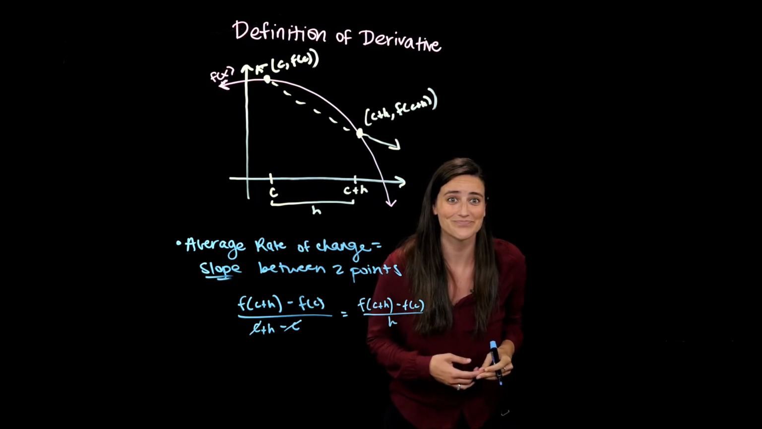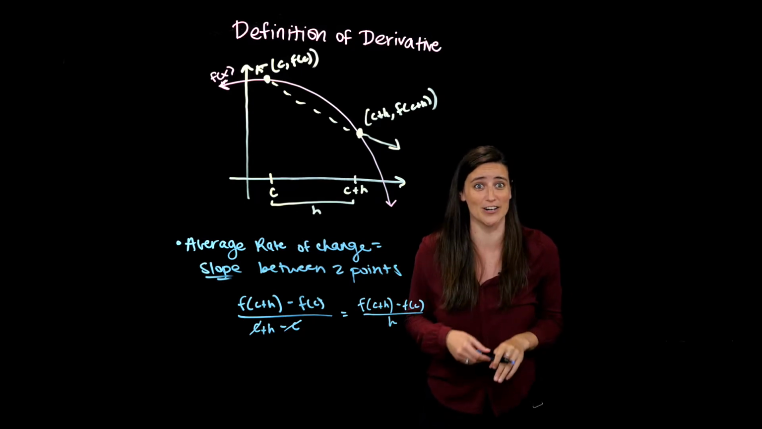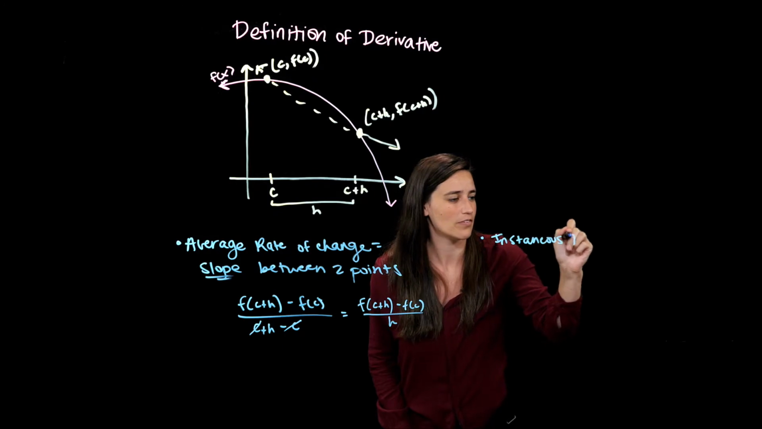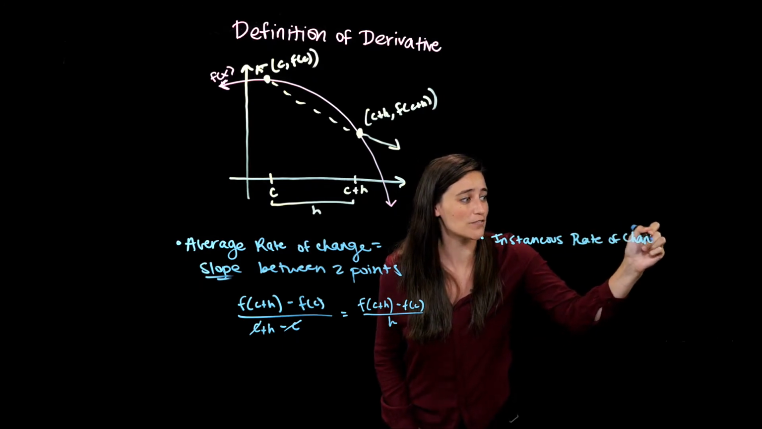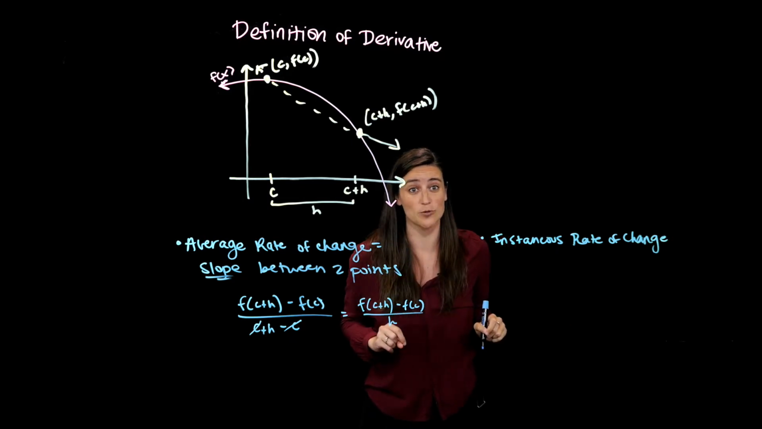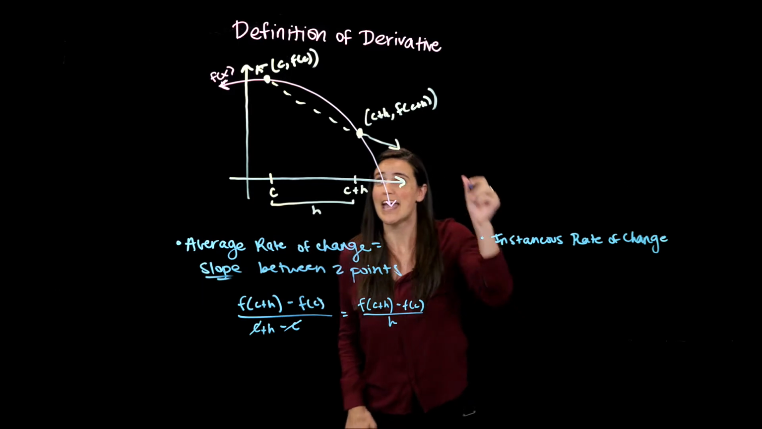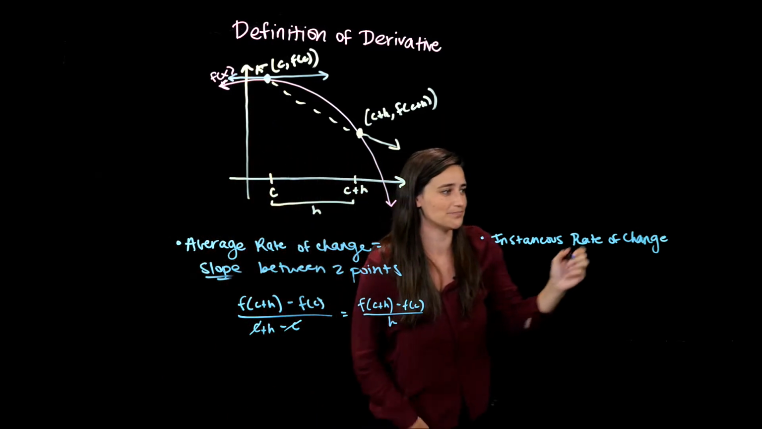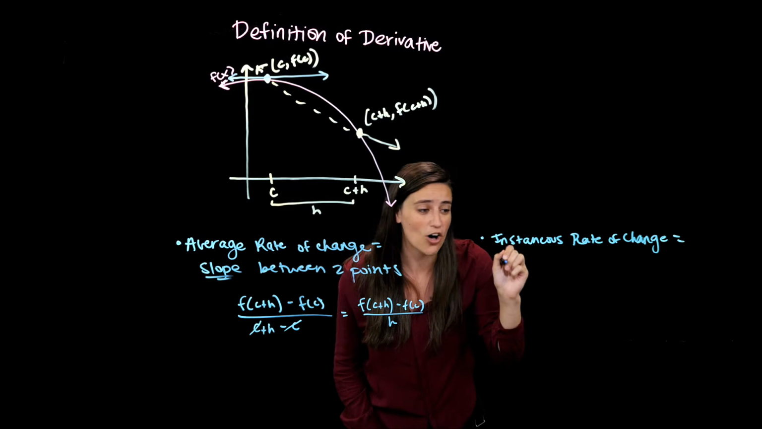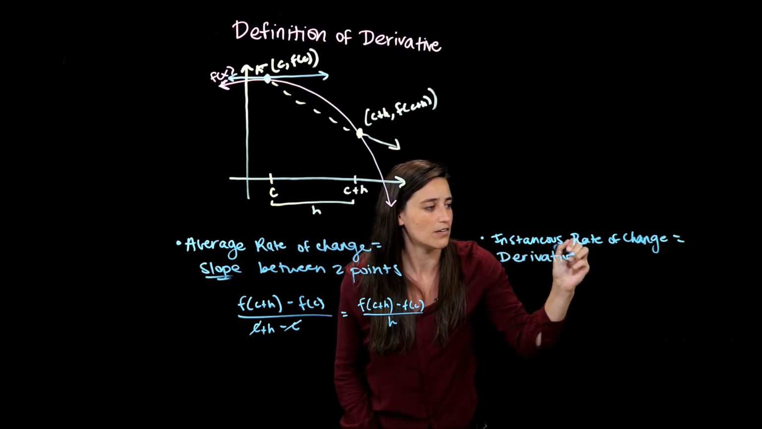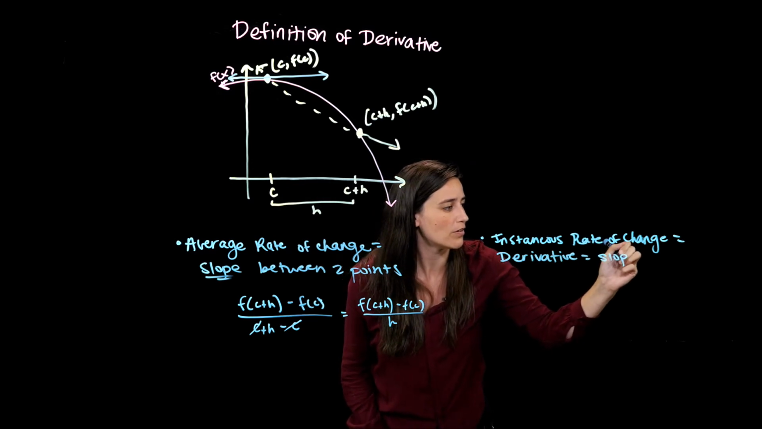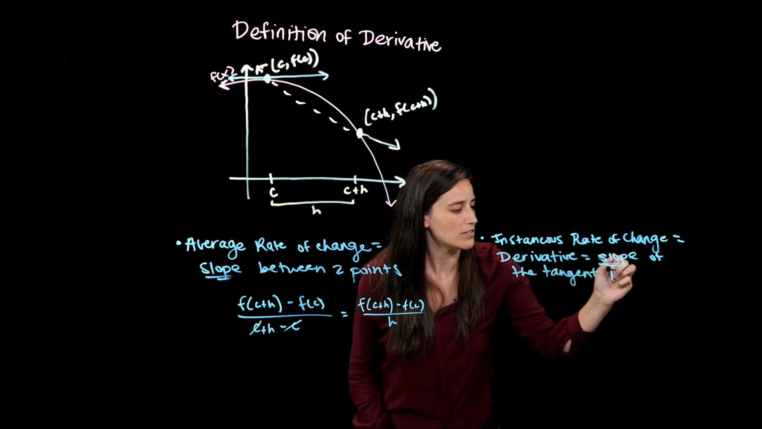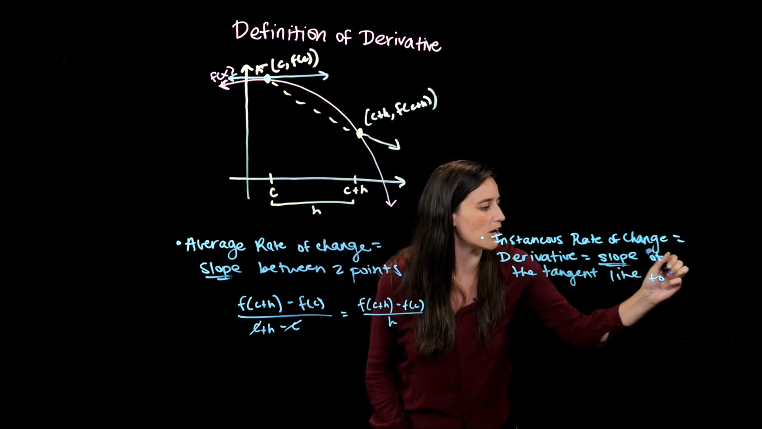Now, one of the reasons calculus was so revolutionary is that we can now consider instantaneous rates of change. The instantaneous rate of change is the rate of change at 1 point. We no longer need 2 points on the curve. And what that looks like is the slope of the line tangent at 1 point. So the instantaneous rate of change is what we call the derivative. And that is the slope of the tangent line to a point on a graph.